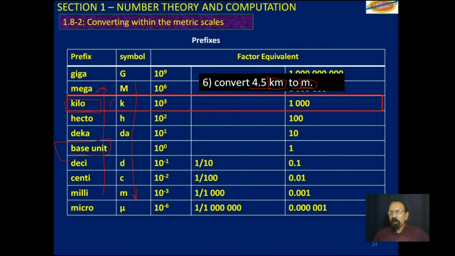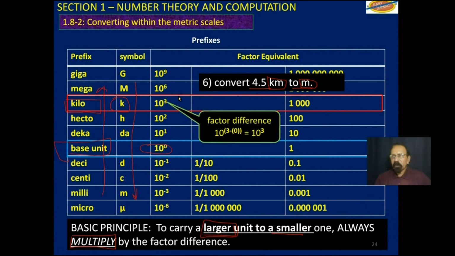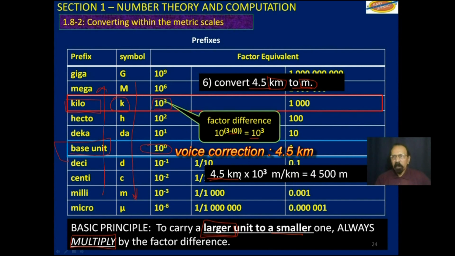So we are at kilo, and we want to go to the base unit, which is meter. So we are going from a larger unit to a smaller unit. Now we will multiply. You find the factor difference the same way that we were doing all along the line. So 10 to the third power minus 0 power, and we get 10 to the third power. So now 4.5 kilometers, we are going to multiply that by 10 to the third power, because it takes that amount of meter to make a kilometer.